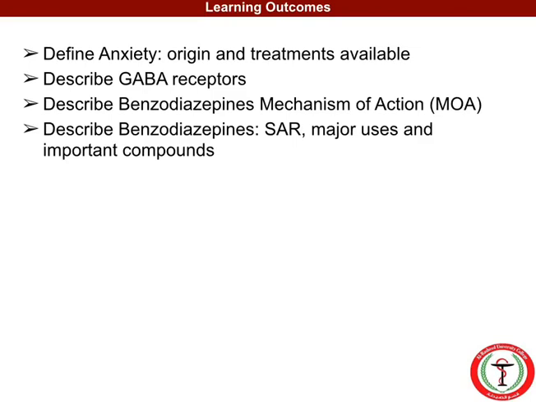These are the learning outcomes of benzodiazepines, and I'll talk about anxiety because benzodiazepines are the main agents used for the treatment of anxiety. Then I'll talk about GABA receptors and explain the mechanism of action of benzodiazepines. Then we'll explain the structure-activity relationship, uses, and give examples for these agents.